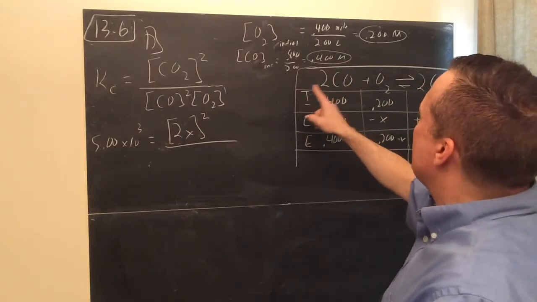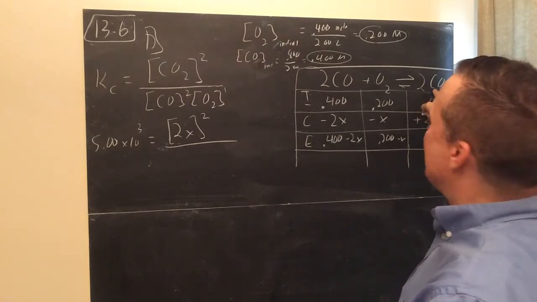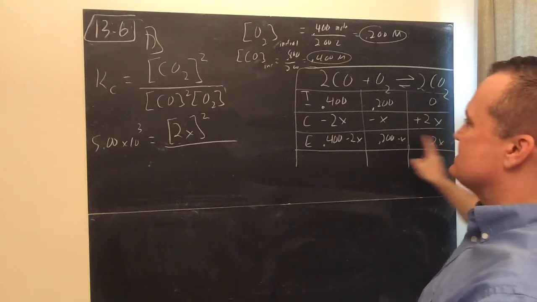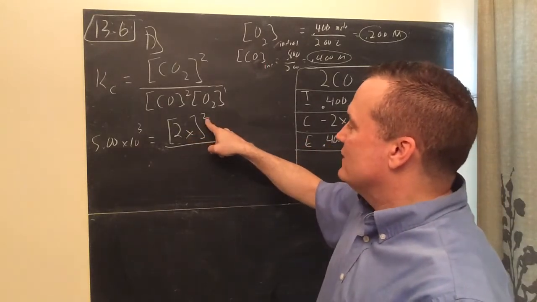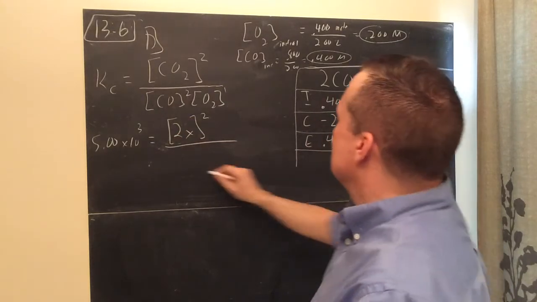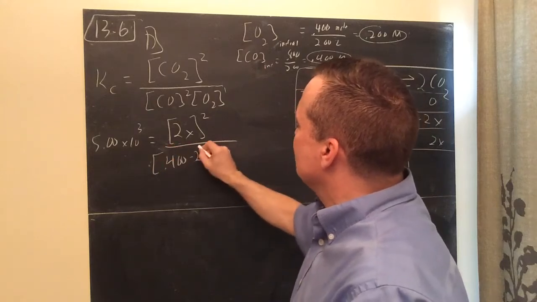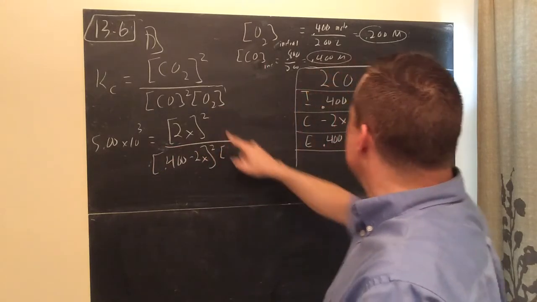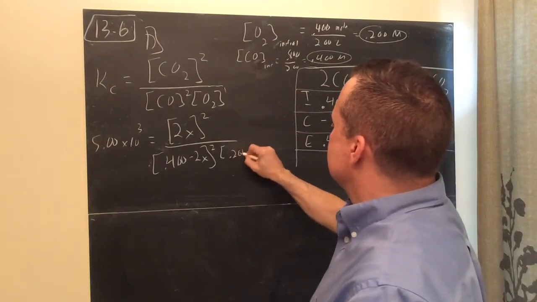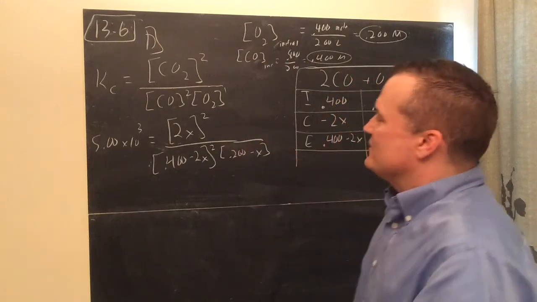So in the balanced equation, that 2 has a big effect on the amount here. Because first of all, it has to be 2 times x, not just x. And secondly, it has to be squared. 2x squared equals, for CO at equilibrium, it's going to be 0.400 minus 2x, and all of that will be squared, times the oxygen, which is going to be just 0.200 minus x. Okay, wow. So there you have it.